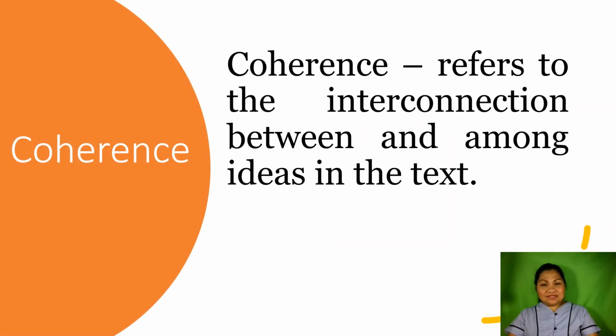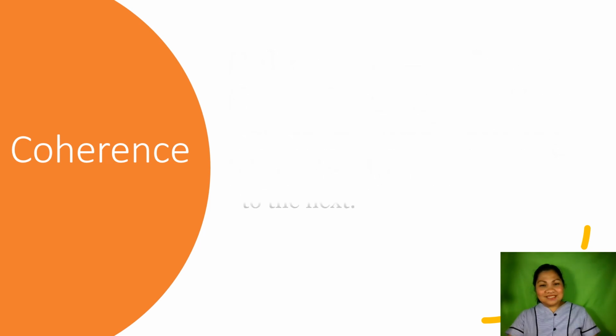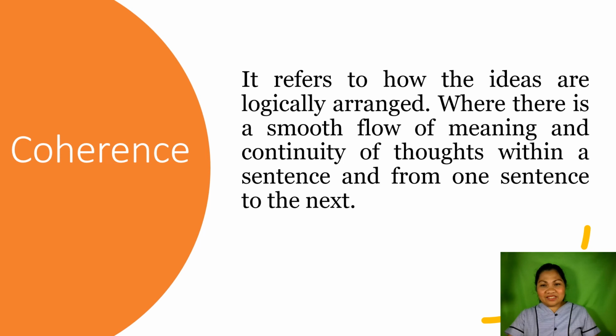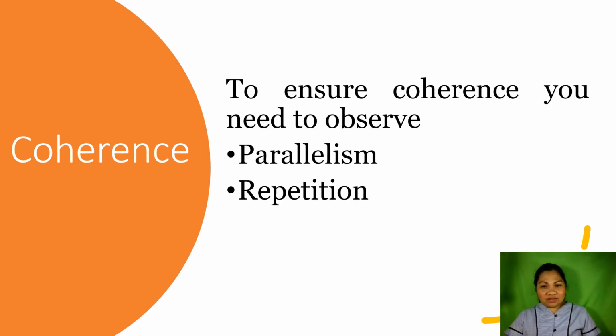Next property is coherence. What is coherence? It refers to the interconnection between and among ideas in the text. Another is coherence refers to how the ideas are logically arranged, where there is a smooth flow of meaning and continuity of thoughts within a sentence and from one sentence to the next. To ensure coherence, you need to observe parallelism and repetition.